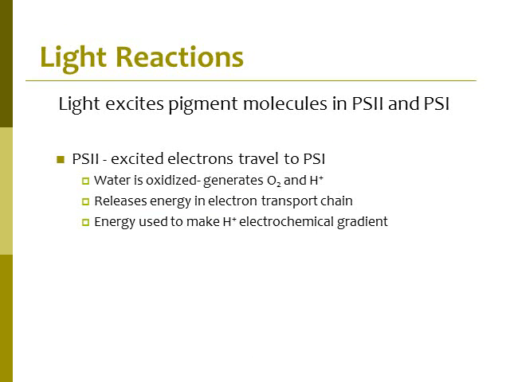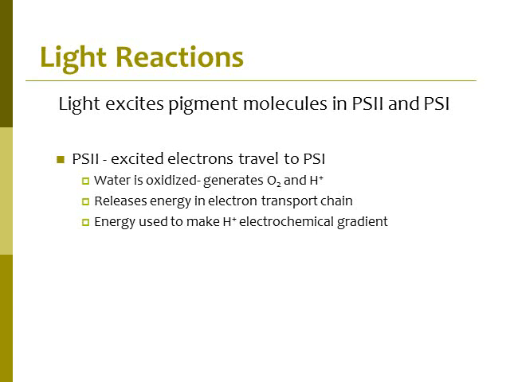Just to summarize what we went through, the light is going to excite those pigment molecules in photosystem 2 and photosystem 1. Photosystem 2 is the first photosystem in that membrane. So light hits photosystem 2, it excites an electron, and that electron travels down to photosystem 1. Photosystem 2 is also responsible for oxidizing water, or breaking apart water, to generate the oxygen, which is our waste product, and it also generates some hydrogen ions inside of that thylakoid.